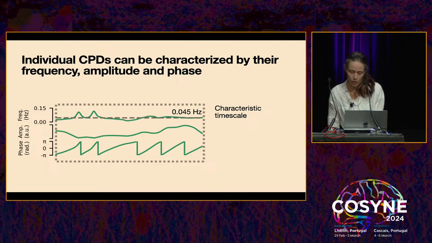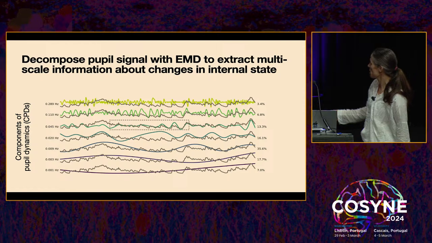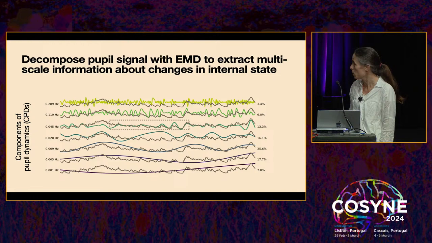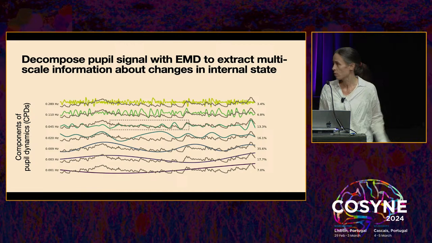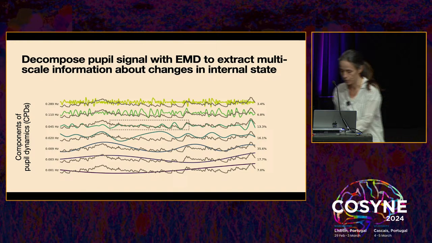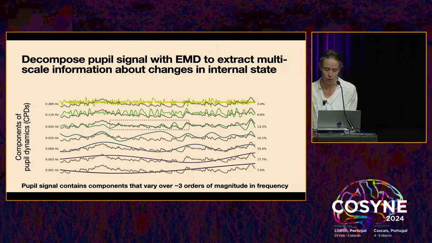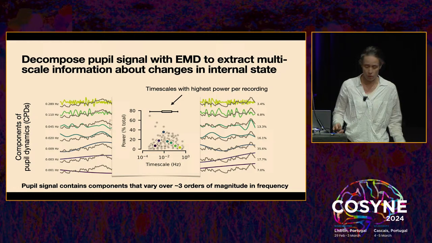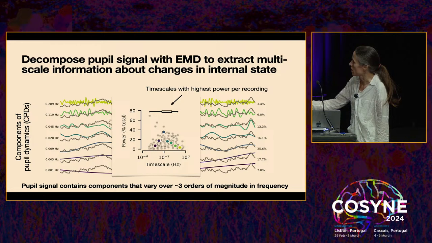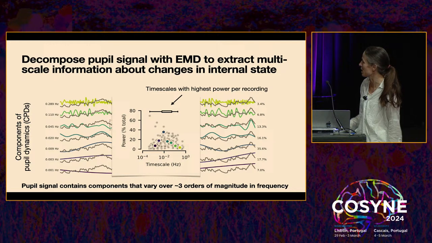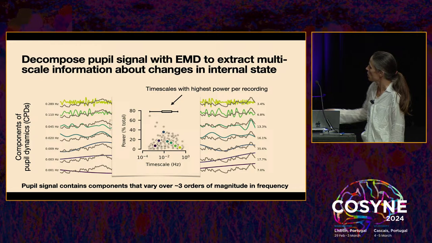All right, so now returning back to this full set of components, you can see that these components contribute to the overall signal with various relative power. And these components span frequencies of about three orders of magnitude, ranging from seconds to minutes. So overall, this pupil signal contains components that vary over three orders of magnitude in frequency. And if we do this decomposition not only for this particular experiment, but for all the sessions that we recorded, you can also see many components across very many different timescales. Here we plot the power of the components as a function of timescale. You can see that they span a wide array.